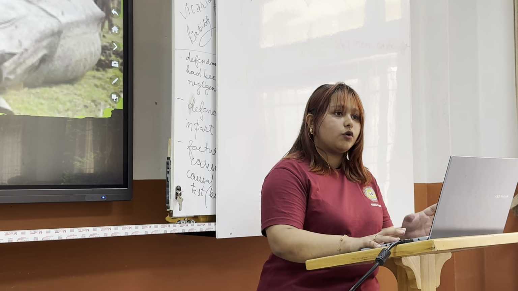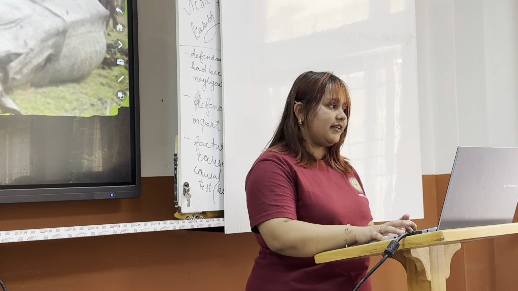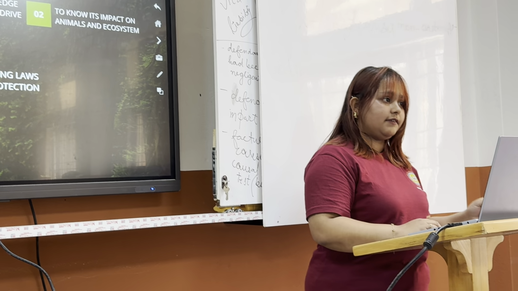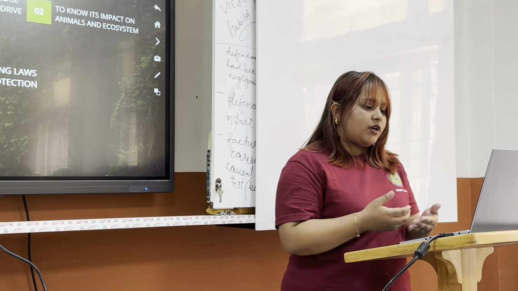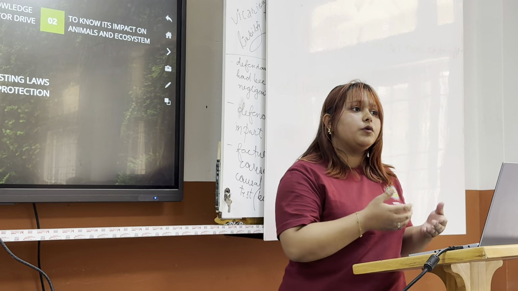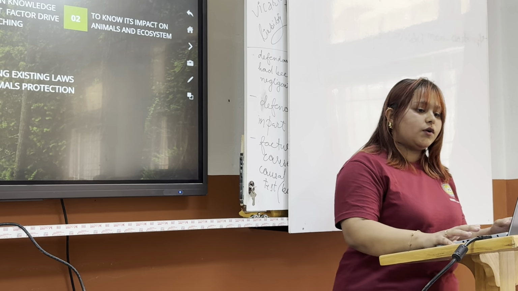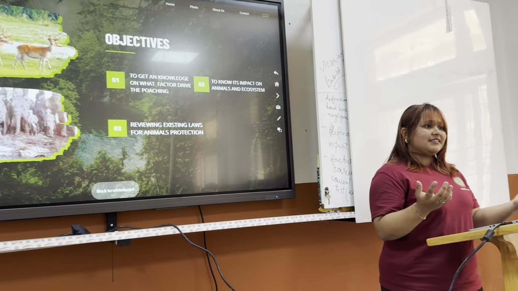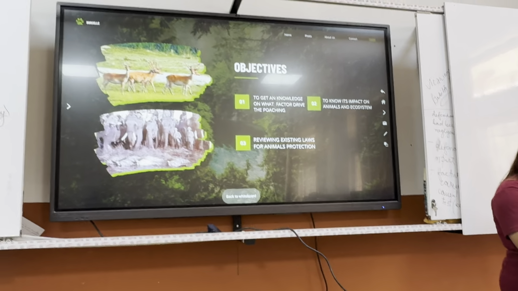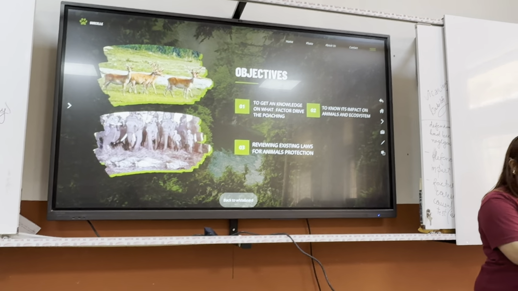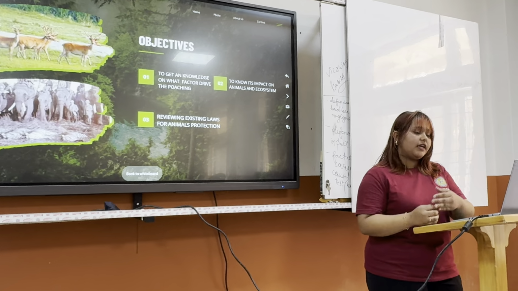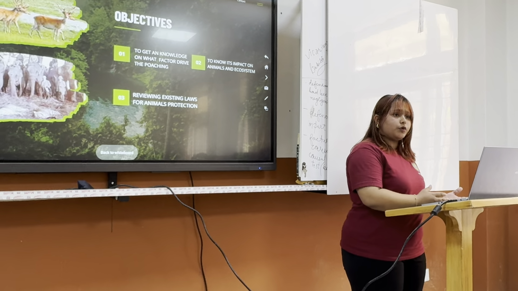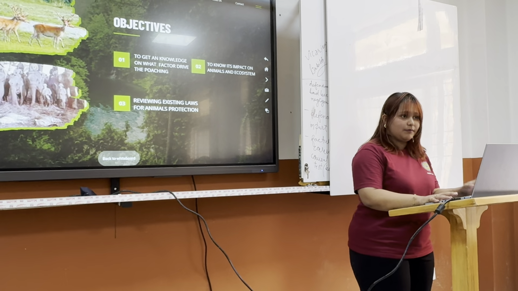So we all have an idea about what poaching is, right? Let's move on to my objectives with the research. The first objective is to gain knowledge on what factors drive poaching, the drivers, like why people poach and hunt. Second is to know its impact. We don't clearly know how it is impacting us, so my second objective was to know its impact on animals and the ecosystem. For the third, reviewing existing laws for protecting wild animals. So these are my objectives.